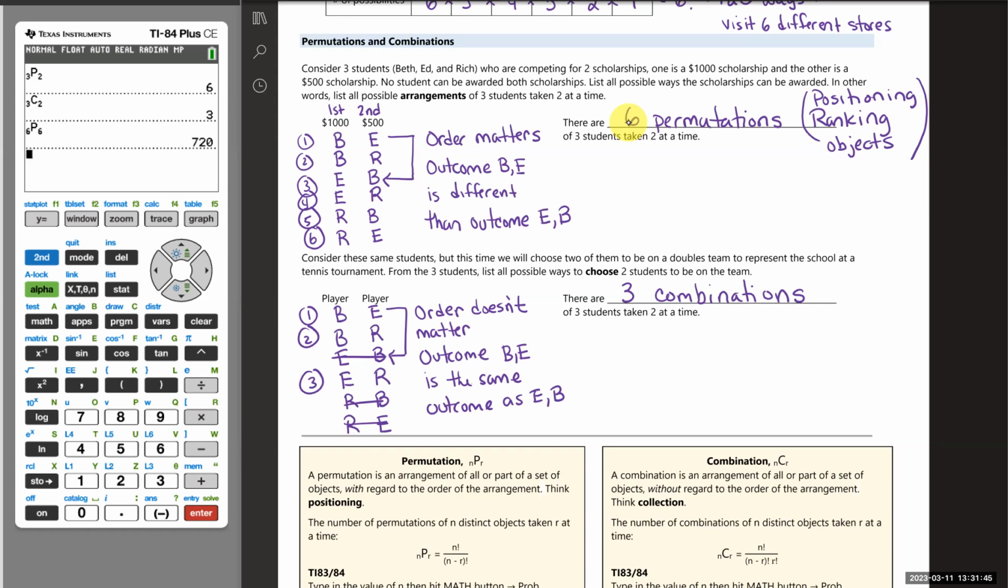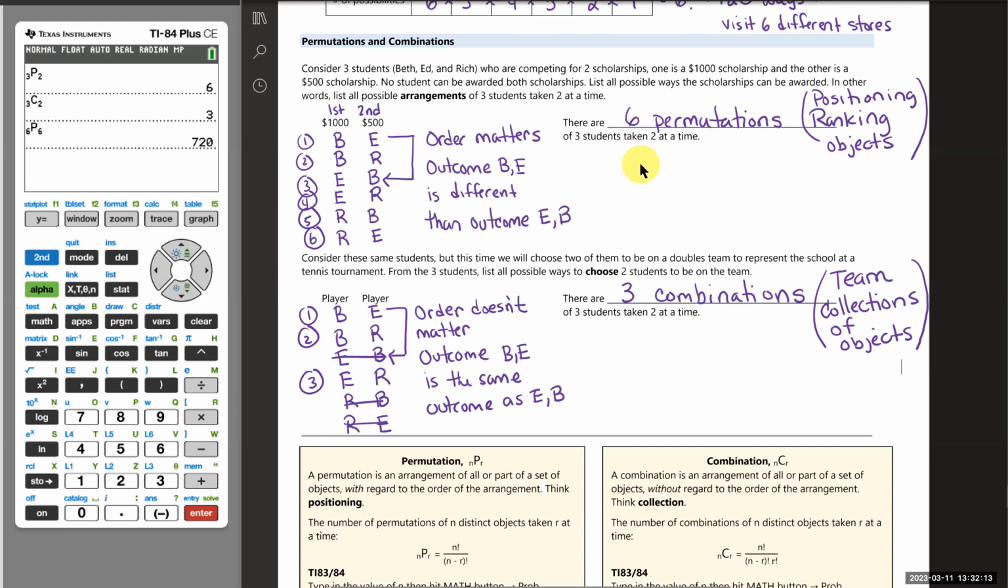Combinations, on the other hand, if you're talking about a team of people, so everybody on that team is equal, or you can think of it as just collections of objects. So you're not positioning them, you're just thinking of them as one group together. So team or collections of objects are some good words to remember.